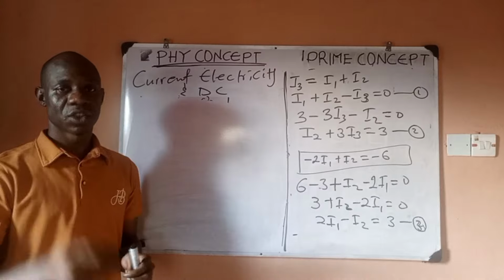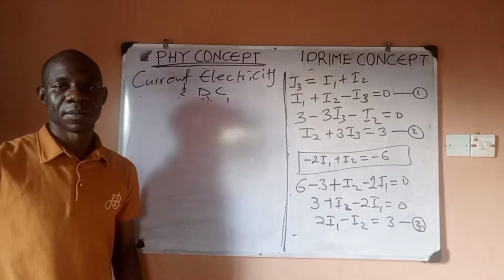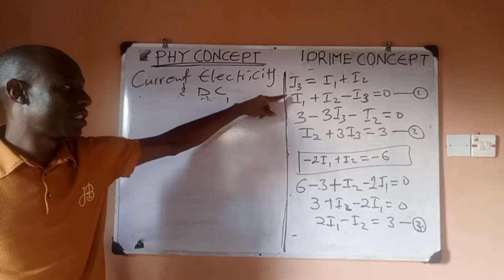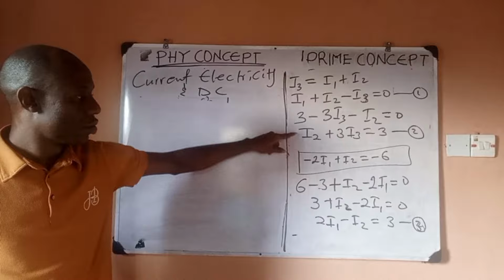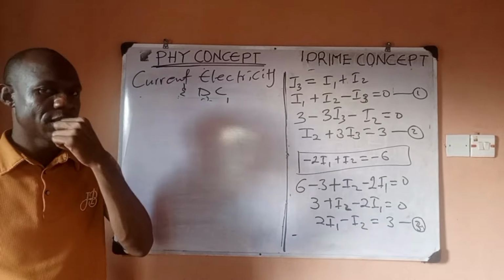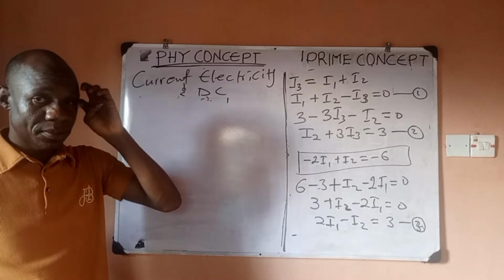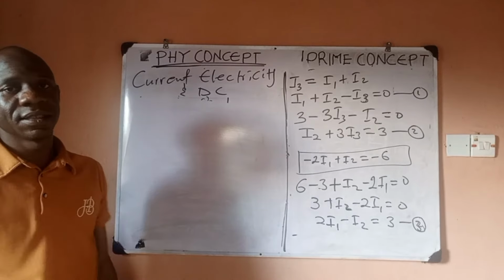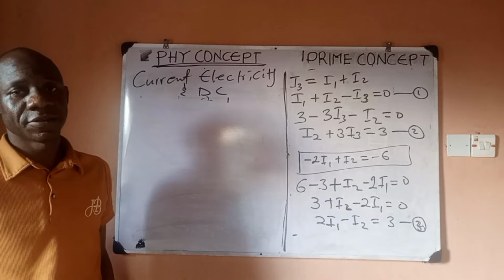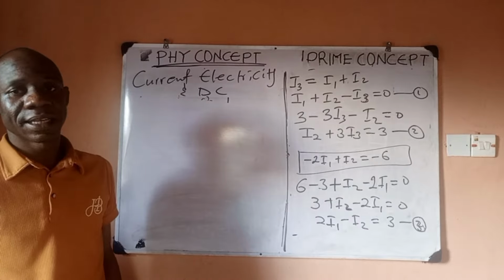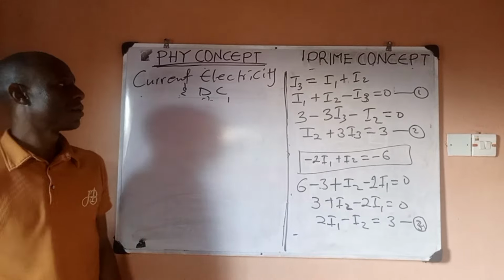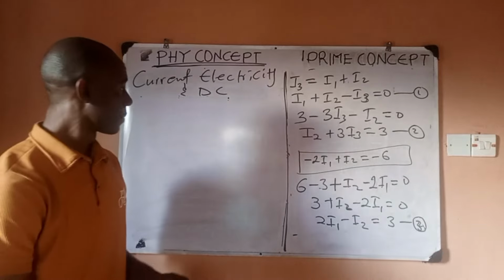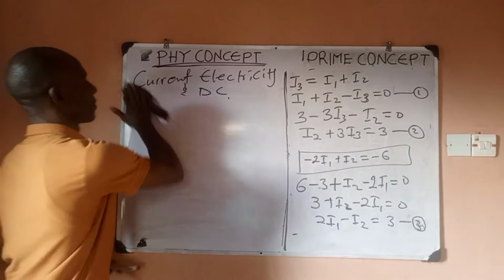Has anybody solved it? Somebody should punch it and give us the answer. Somebody that has a calculator close by should solve the simultaneous equations 1, 2, and 3 and give us the answer, because we are done with Kirchhoff. I will just explain one or two things under AC and end this video. How many persons are still alive? 33. How many likes? 38. That is good. Has anybody gotten the answers? Not yet. So I'll be moving on.